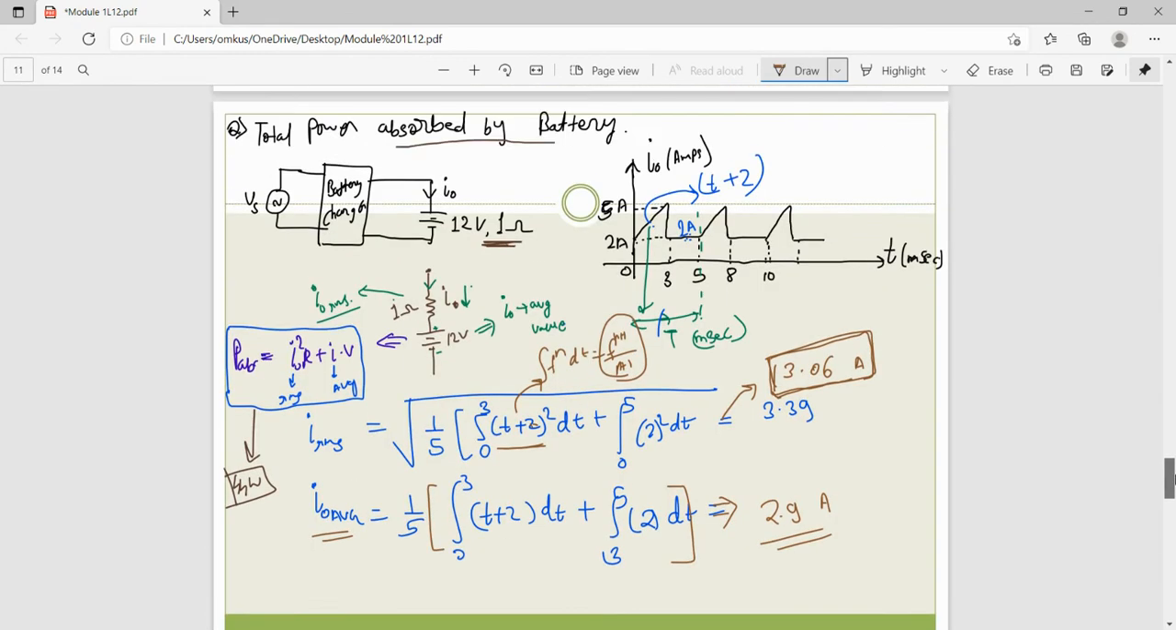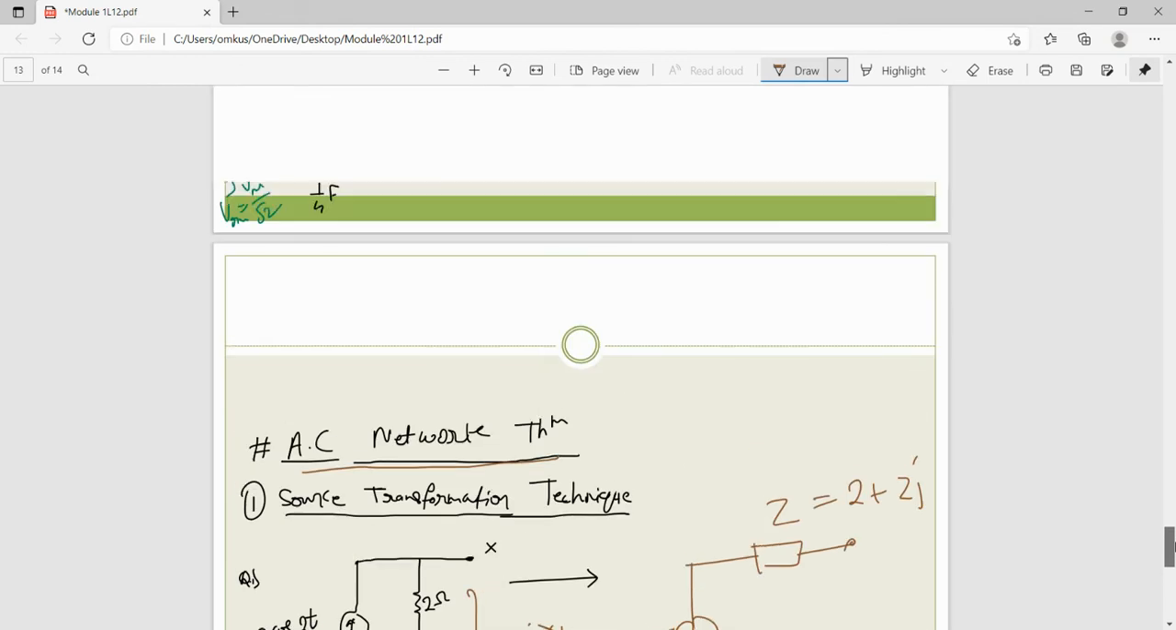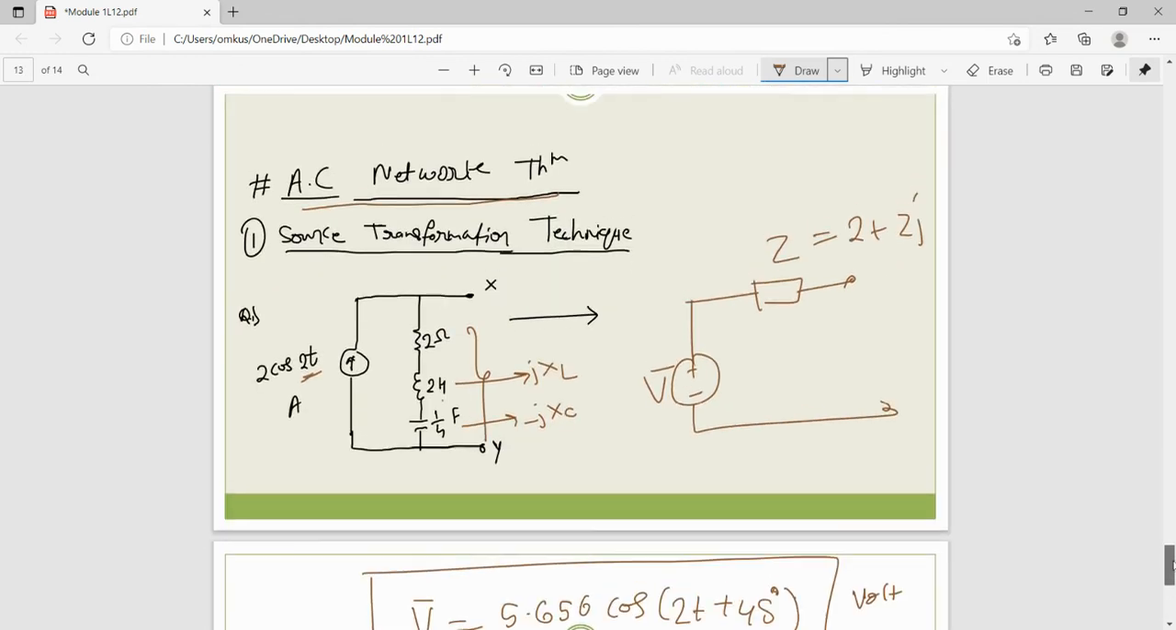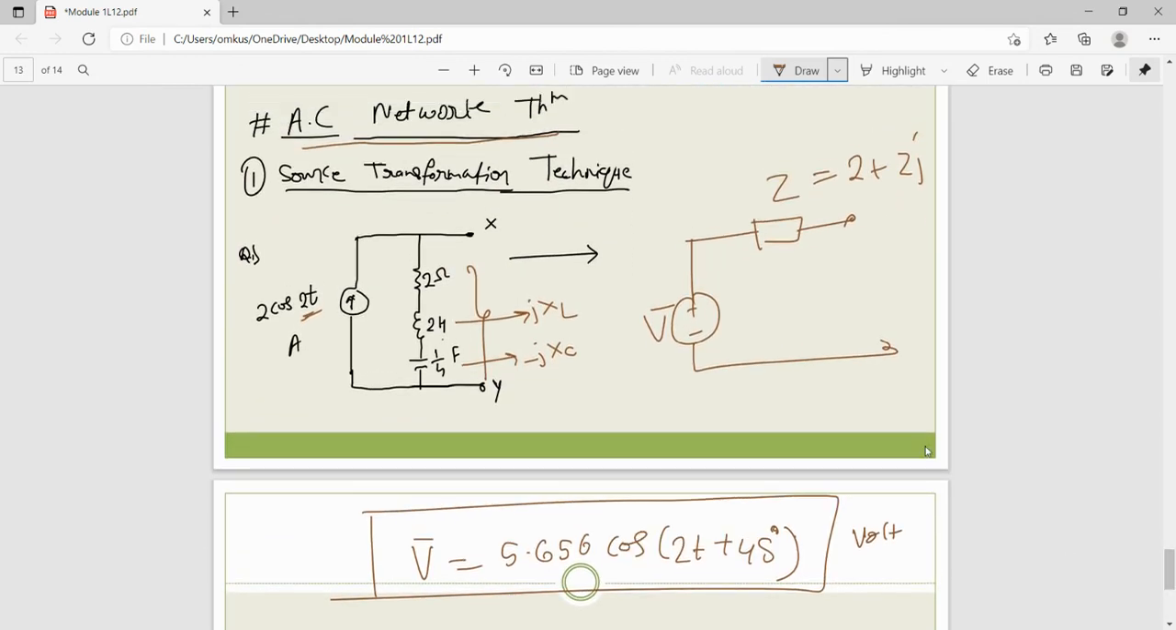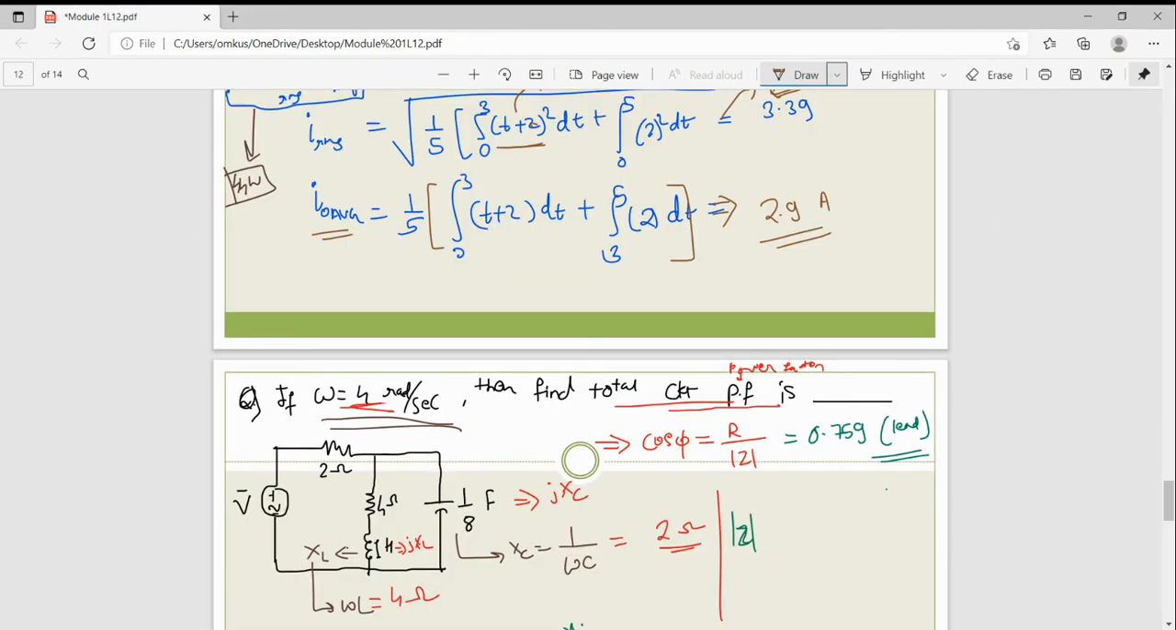So that's it for today. Because time does not permit, I directly write the answer here, so try to solve it. If you are facing any problem, please inform me. I will take that problem in some other class.